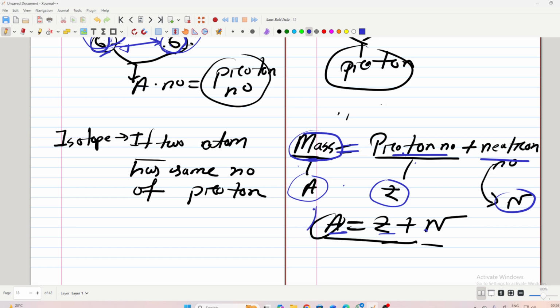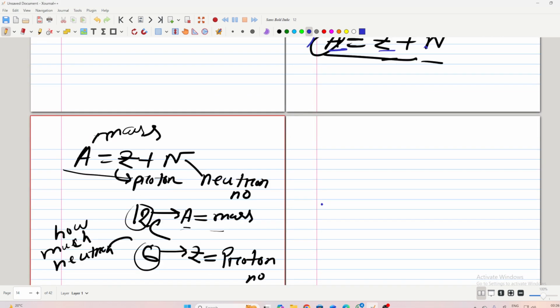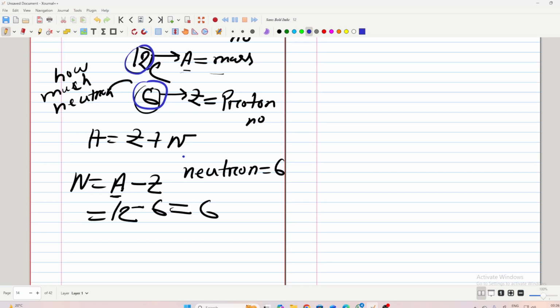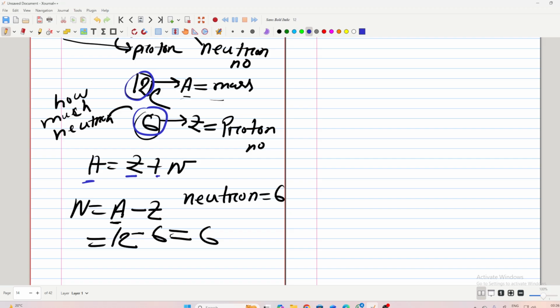By using this formula we can easily calculate the neutron number of an atom. Am I clear? This carbon has mass 12 and this carbon has 6 protons. We know that atomic mass equals Z plus N, so the neutron number equals A minus Z. Here A means atomic mass. The atomic mass is 12 and Z, the proton number, is 6. So 12 minus 6, this has 6 neutrons.